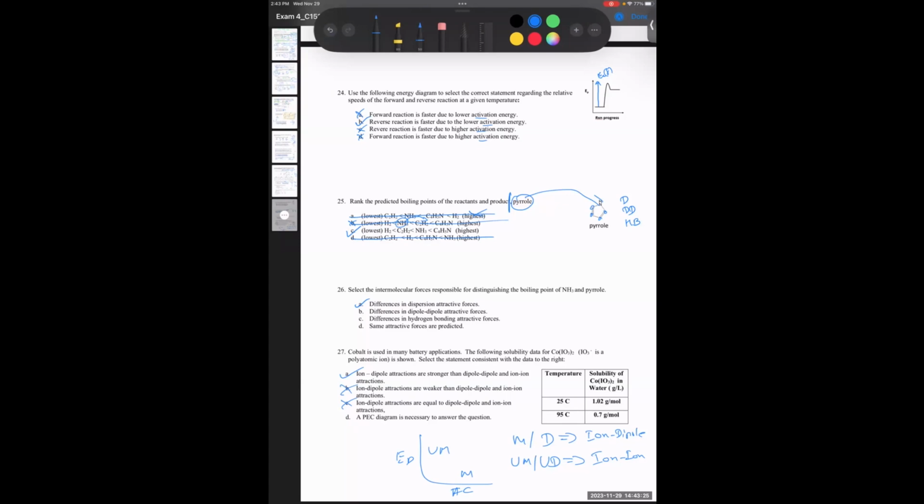And then, is a PEG diagram necessary? You can use a PEG diagram, but you don't need one. You know that you have a higher solubility at lower temperature, meaning the mixed or dissolved state should have a lower potential energy, meaning the ion dipole interactions, which are the interactions in the mixed state, should be stronger than the interactions in the unmixed state. That's it. So the correct answer is option A.